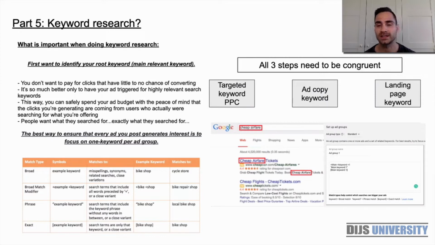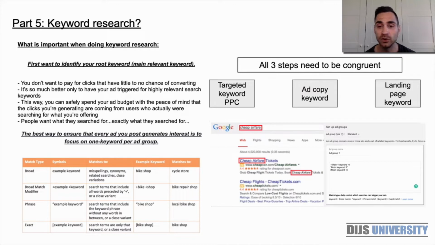So let's jump to the right side first. All three steps need to be congruent. I have already mentioned that. The targeted keyword, so the PPC keywords that we're gonna target, the ad copy keyword that you're gonna use inside your ad copy, and the landing page keyword need to be congruent. That is the visitor journey: when he or she types a particular keyword in the search bar, they go through the entire flow. They type a particular keyword, and the ad that pops up for that search is very relevant to the keyword that they have typed in.